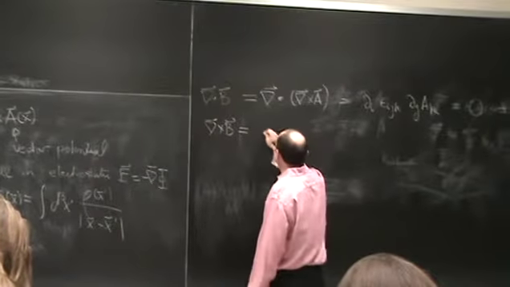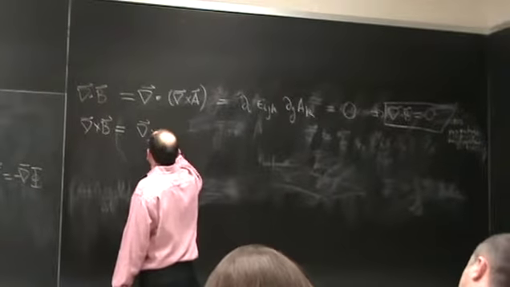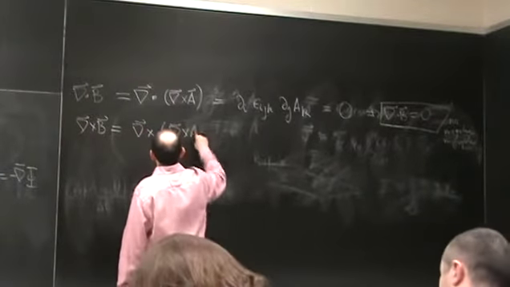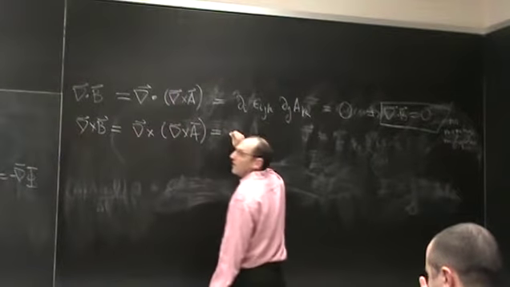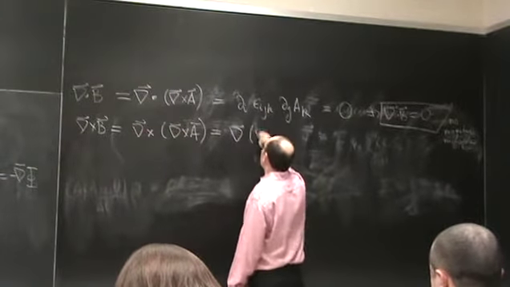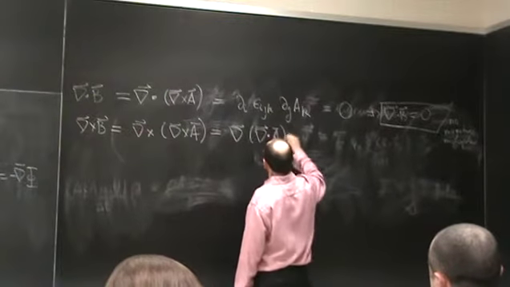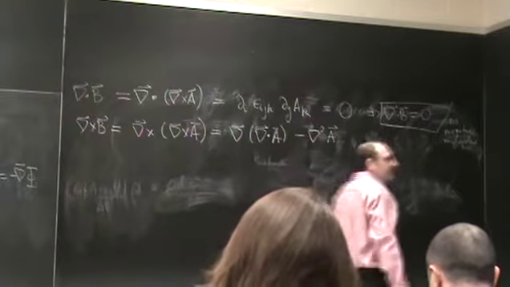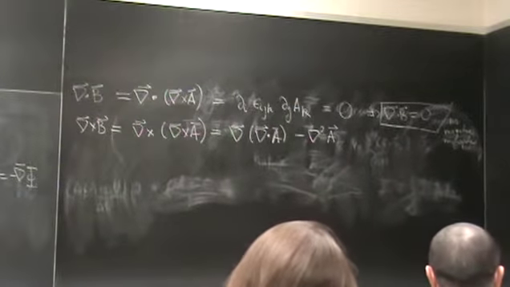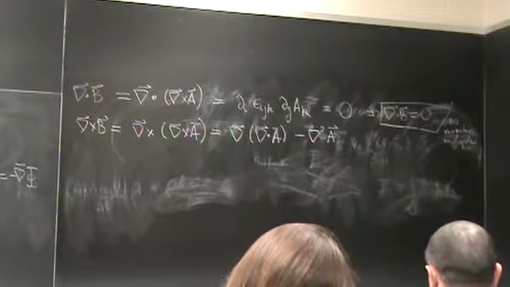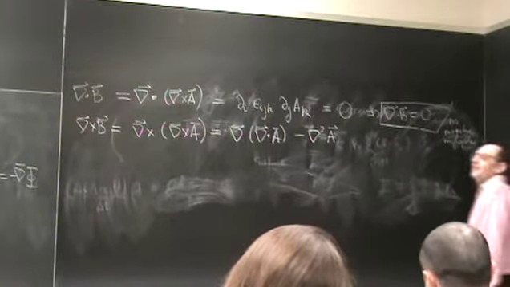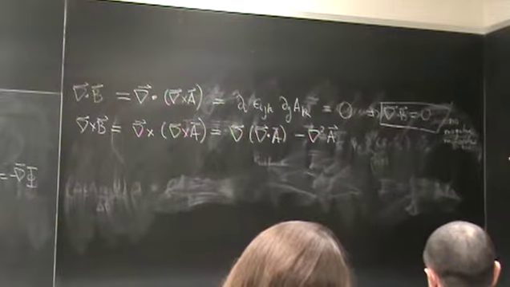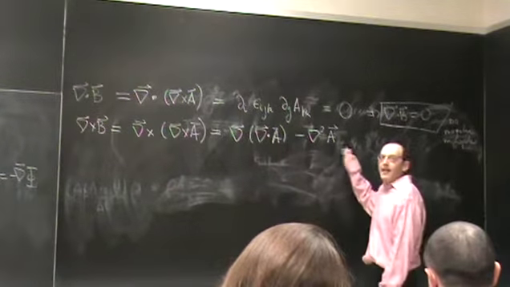Okay, what about the curl of B? That's equal to the curl of the curl of A. And we all remember that by heart as the gradient of the divergence of A minus the Laplacian of A. It's the only double derivative worth remembering. It comes up a lot. So we've got to take the divergence of A and the Laplacian of A.